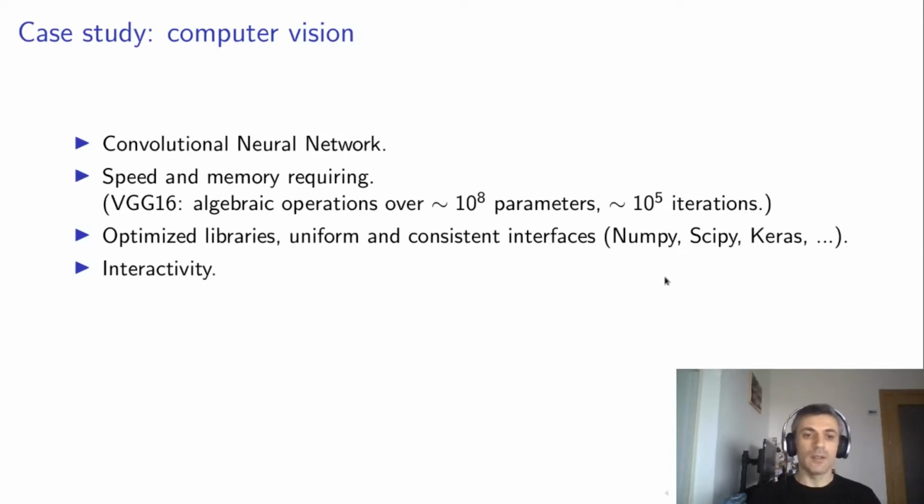And another important aspect is the interactivity requirement. It is important to interact with the running process. For instance, to stop the training step if a given accuracy is reached, or to tweak the parameters of the model if one realizes that the initial ones were not good enough.